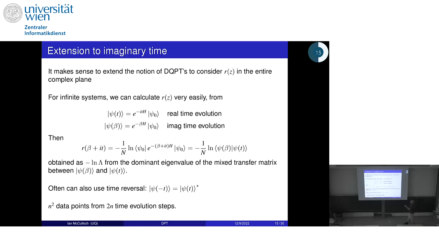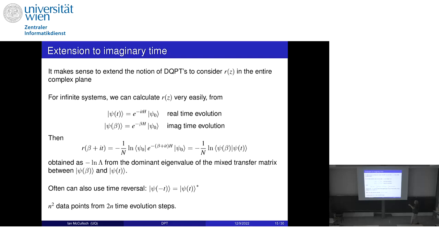Okay, so as I said before, I think it really makes sense to extend this notion of DQPTs to consider my rate function R of z in the entire complex plane. For infinite systems, we can calculate this R of z function pretty easily. We just use TEBD or TDVP or your favorite time evolution algorithm. And then we just look at the overlap, which, as we talked about before, gives me the eigenvalue of my mixed transfer matrix.